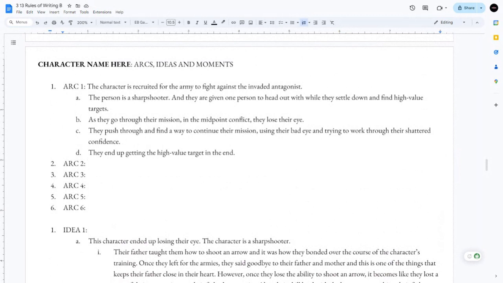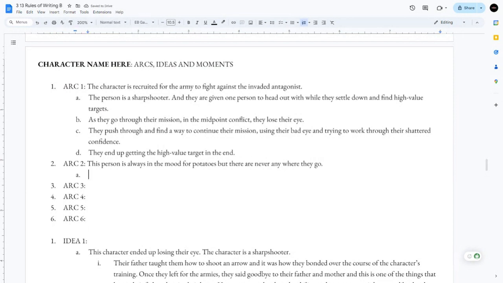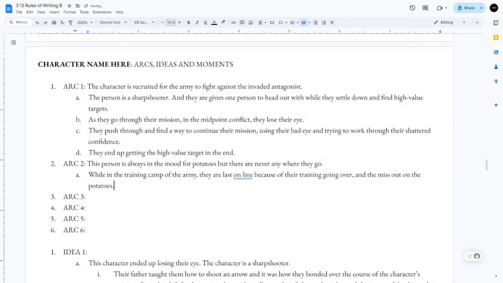The other arc is this person is always in the mood for potatoes, but there are never any where they go, right? And then so we start off in the training camp of the army. They are last online because of their training going over, and they miss out on the potatoes. Okay. All right.